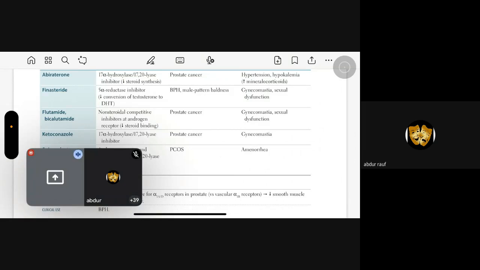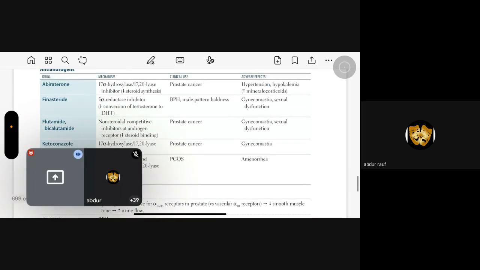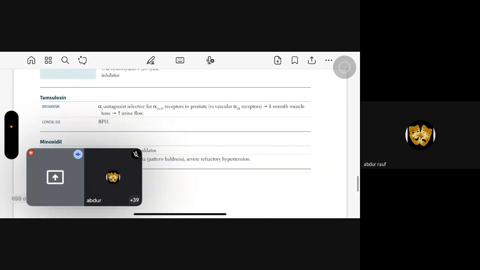And spironolactone has the advantage of reducing the mortality in case of heart failure. So if the patient is having heart failure or myocardial infarction, spironolactone leads to improved outcomes in health and reduces mortality in the case of myocardial infarction or heart failure.